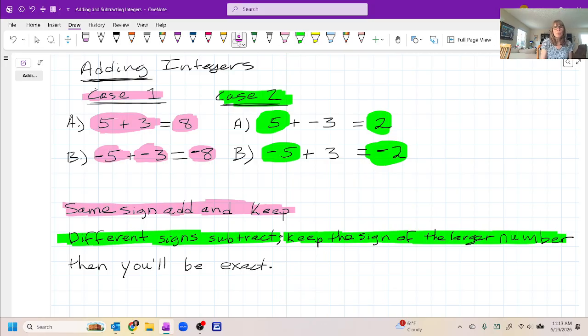So the whole poem goes, same sign, add and keep. Different sign, subtract. Keep the sign of the larger number, then you'll be exact. Sometimes you'll hear me say that when we're talking about adding and subtracting, well, adding integers. We'll get to subtraction in a minute.